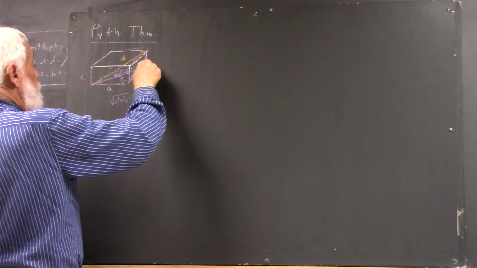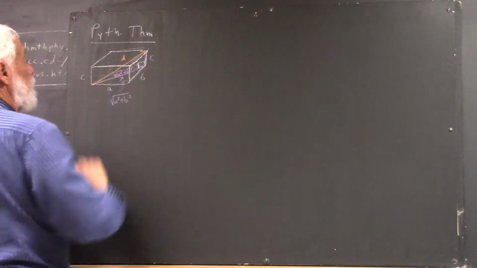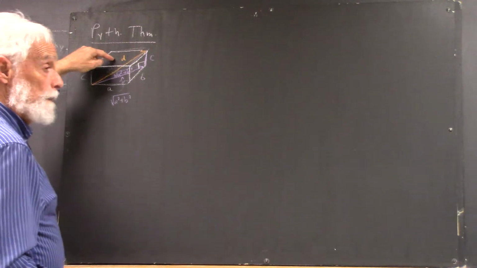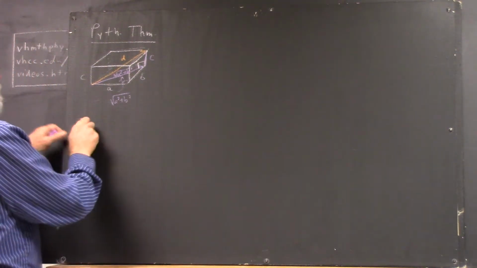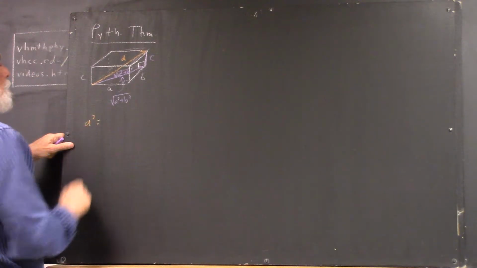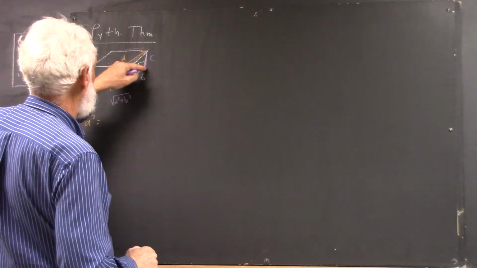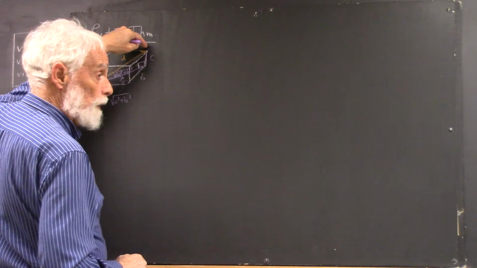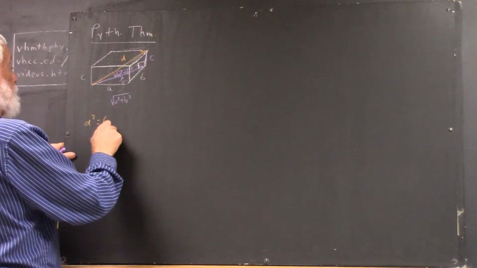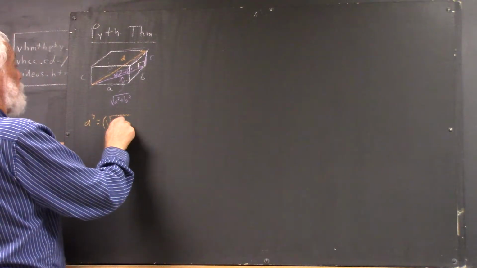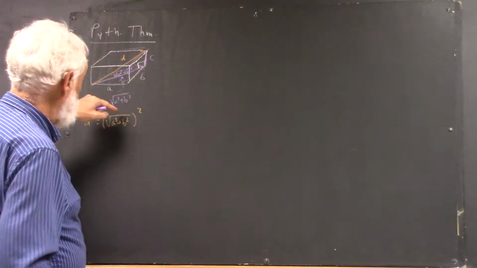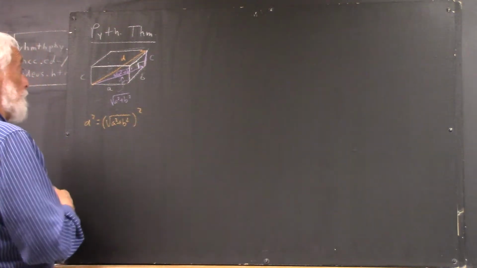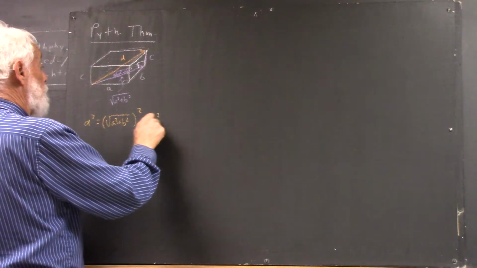So now we have a right triangle. Okay, and I'll draw another side of it. This side is C, so D squared equals the square of the length of this leg plus the square of the length of this leg. So that's square root of A squared plus B squared, squared, because the length of this leg is square root of A squared plus B squared, plus C squared.